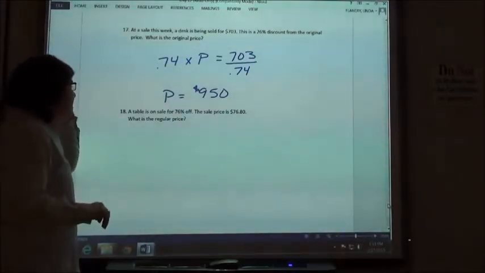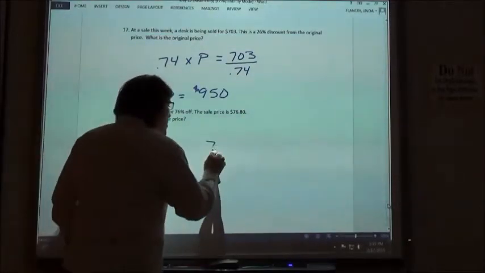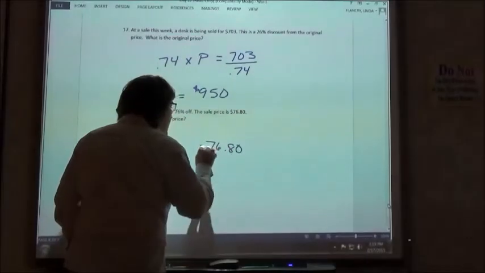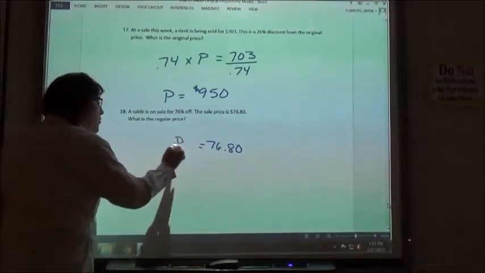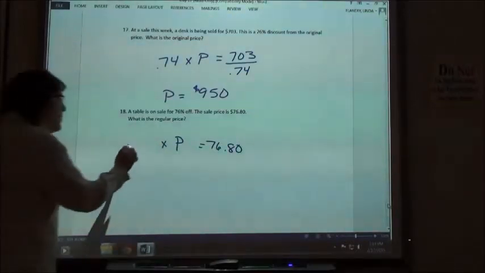So, 18, a table is on sale for 76% off. The sale price is $76.80. What was the regular price? So we know the end price was $76.80. We're trying to find the original price. What percent are we going to have there? I had 0.24. How'd you get 0.24?